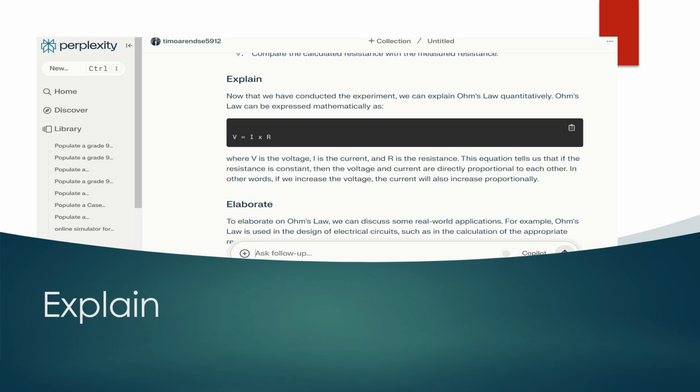Ohm's law can be expressed mathematically as V = I × R, where V is the voltage, I is the current, and R is the resistance. So voltage equals current times resistance. This equation tells us that if the resistance is constant, then the voltage and current are directly proportional to each other. In other words, if we increase the voltage, the current will also increase proportionally.